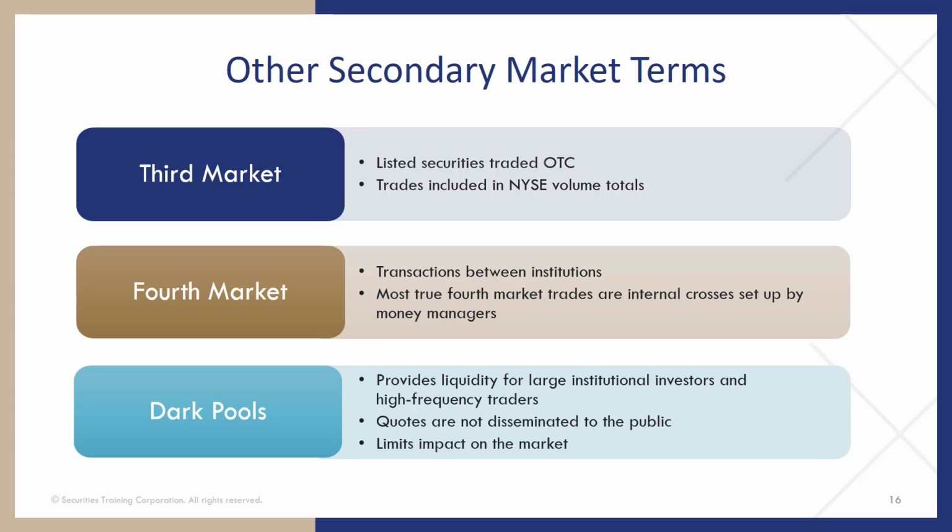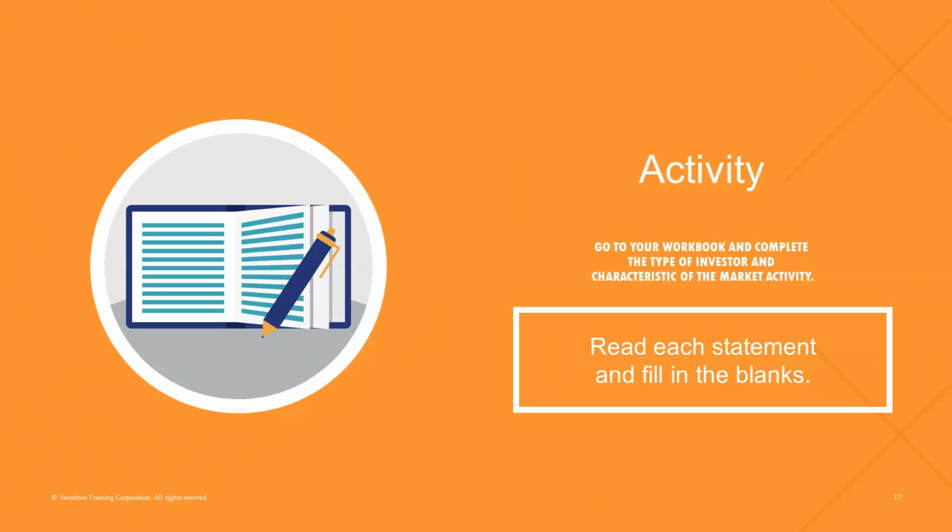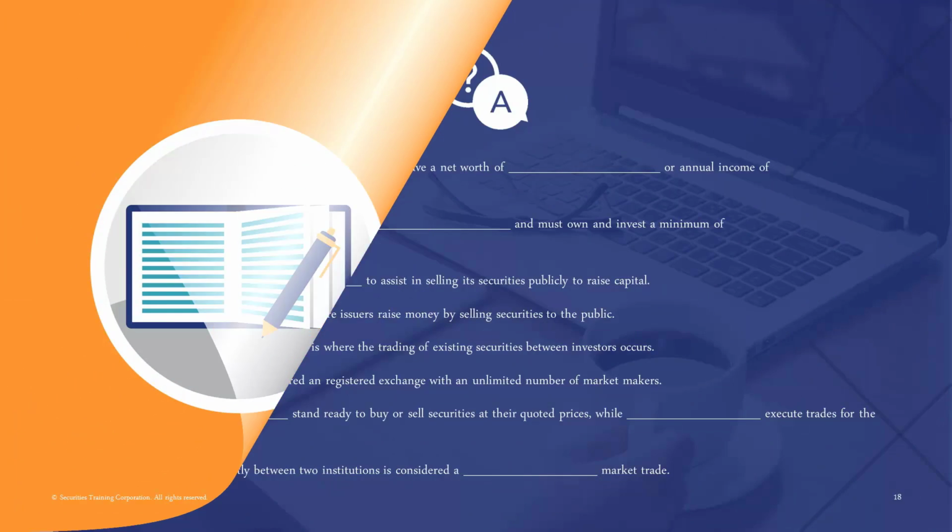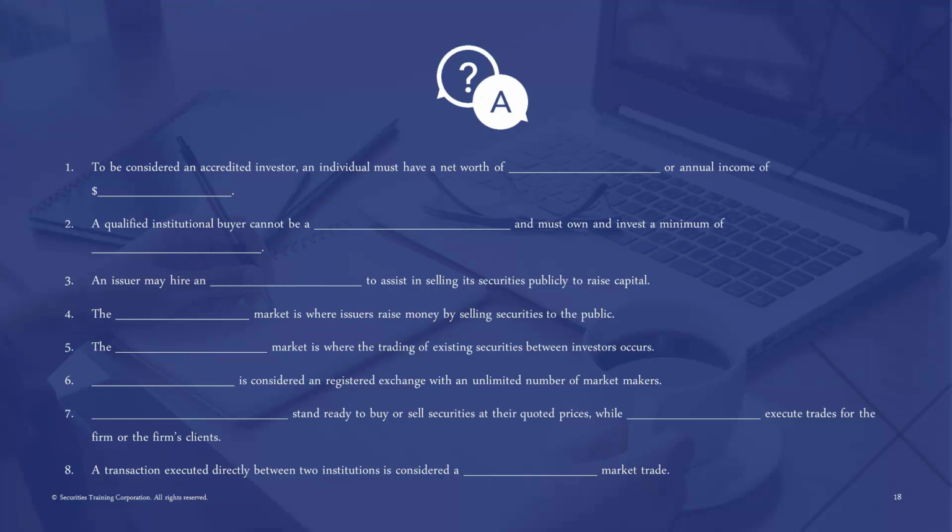Now let's do an activity. Let's go to the workbook, and we're going to fill in some blanks. To be considered an accredited investor, an individual must have a net worth of X or annual income of X. And the answer is $1 million of net worth or annual income of $200,000.